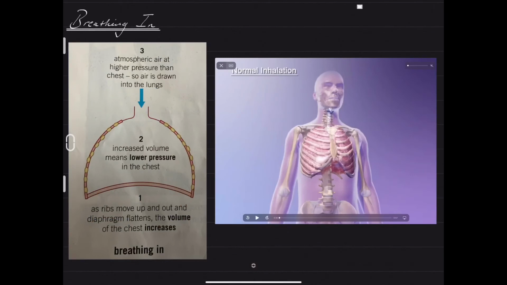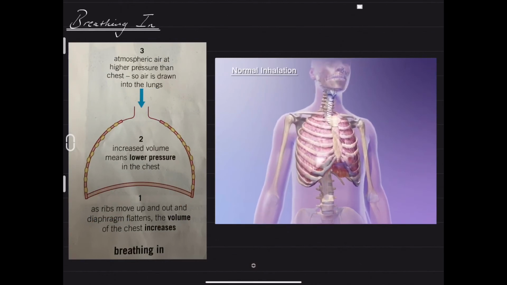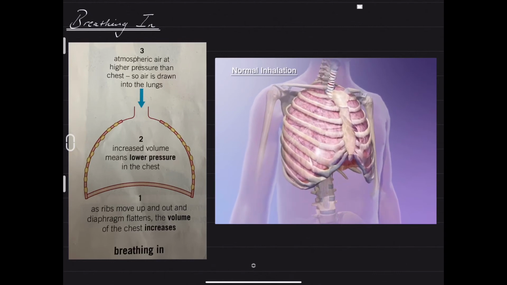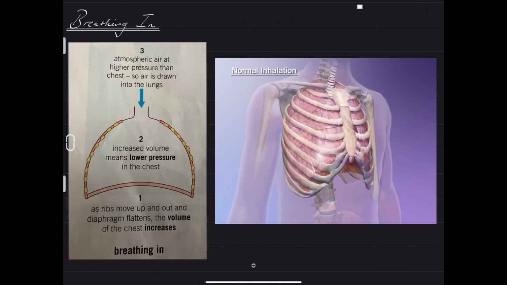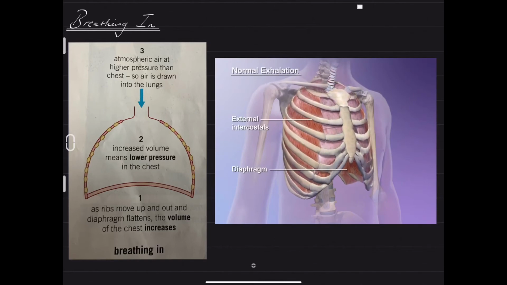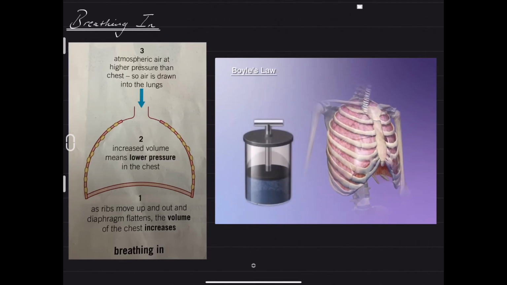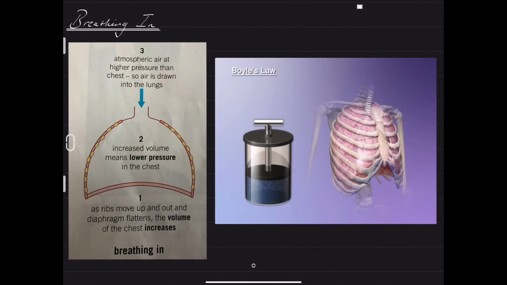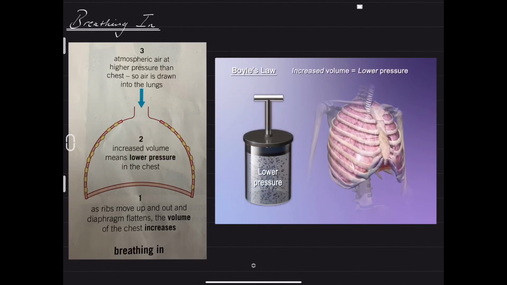Now I want you to put the subheading breathing in, and I would like you to sketch this diagram of the chest cavity, and I want you to carefully look at the steps involved for breathing in. So when atmospheric air is drawn into the lungs, look at the steps involved. So for breathing in, what happens is, the ribs will move up and out and the diaphragm flattens, so the volume of the chest increases.